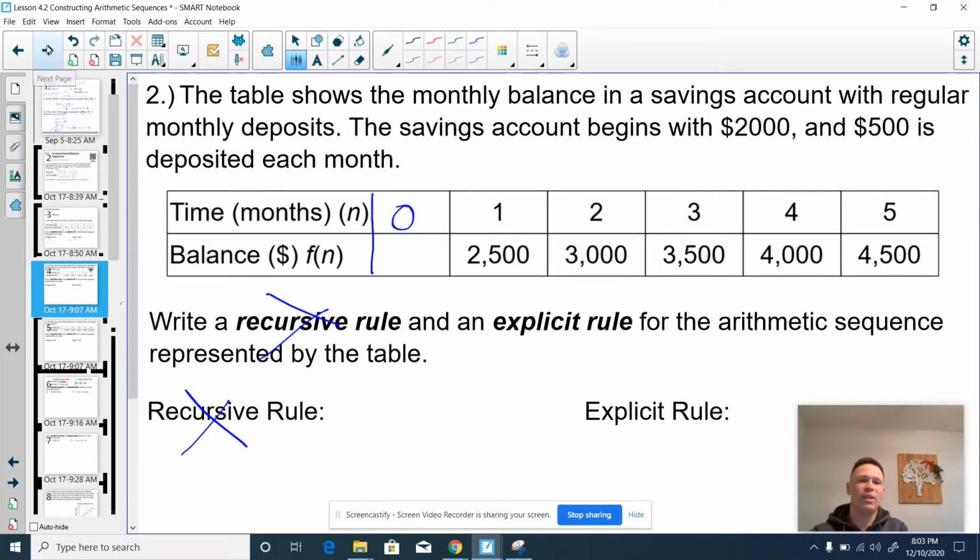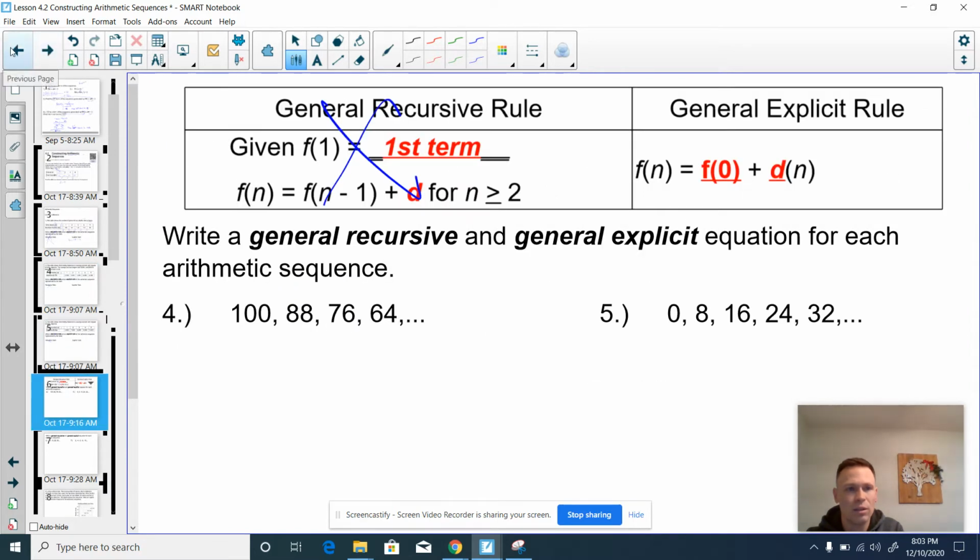So let's look at a couple of examples here. Hold on a second. All right.